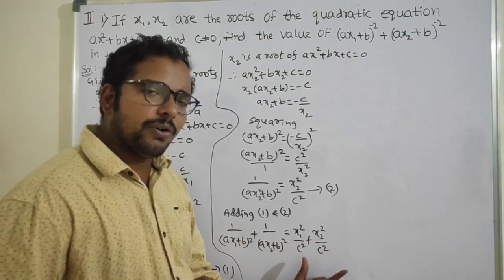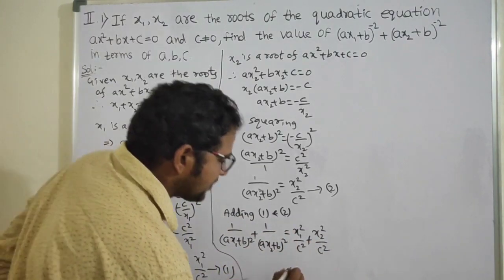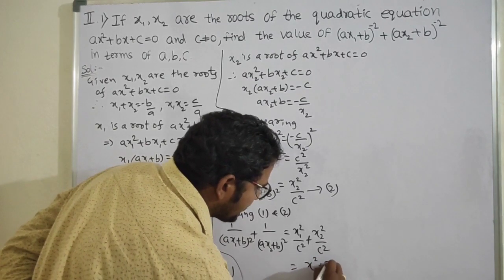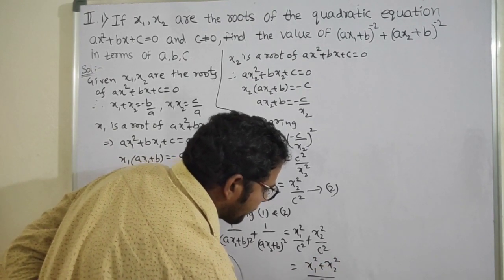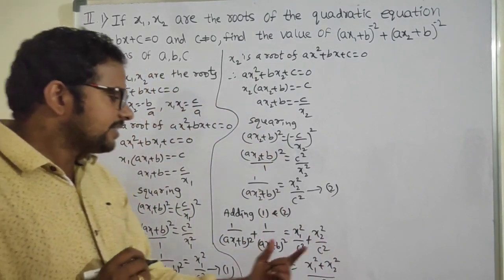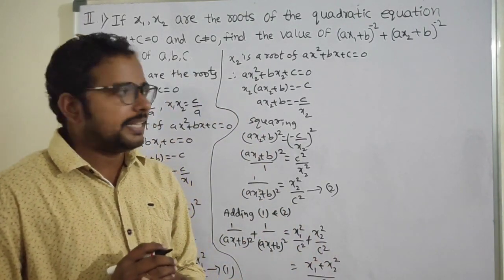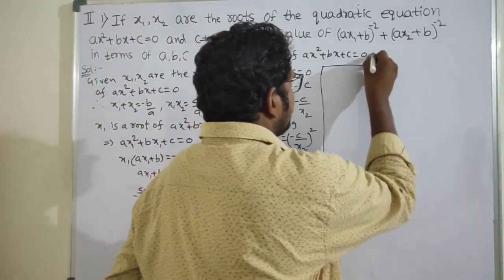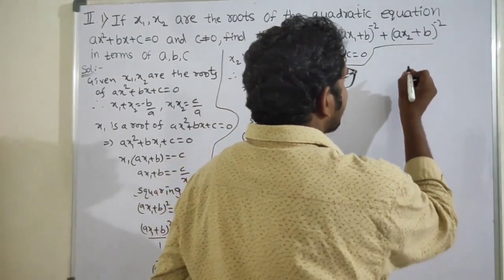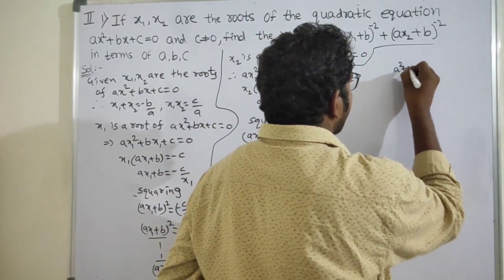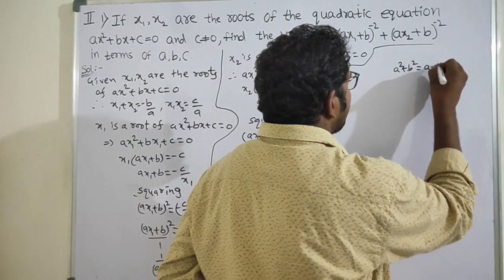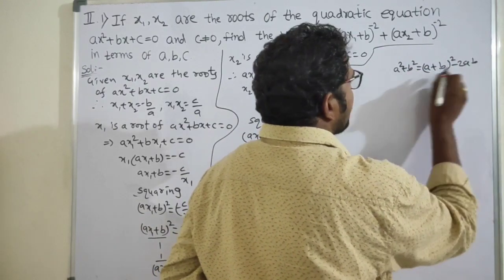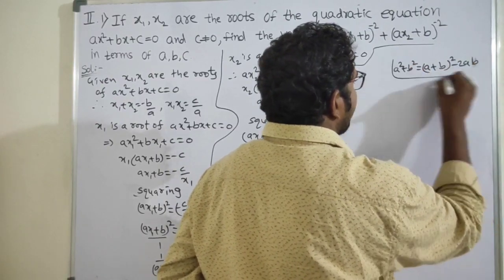Now we have to simplify the RHS. What is the LCM? c square. So we can write this as x1 square plus x2 square by c square. It is in the form of a square plus b square. We can write a square plus b square as a plus b whole square minus 2ab.